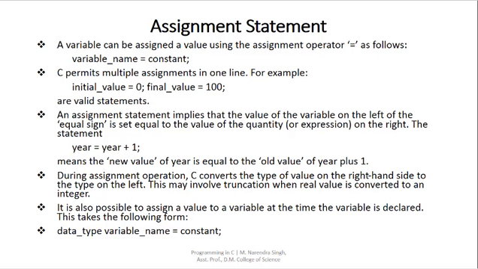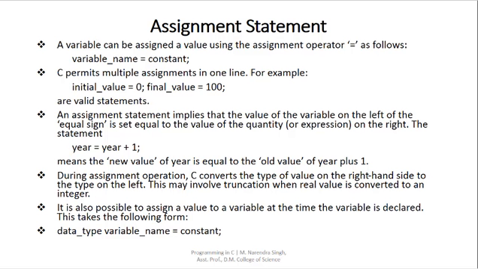The statement year = year + 1 means the new value of year is equal to the old value of year plus 1. During assignment operation, C converts the type of value on the right hand side to the type on the left. This may involve truncation when a real value is converted to an integer. It is also possible to assign a value to a variable at the time the variable is declared.